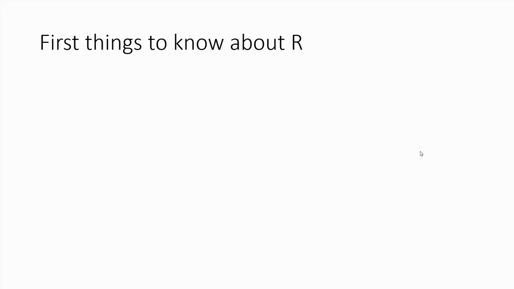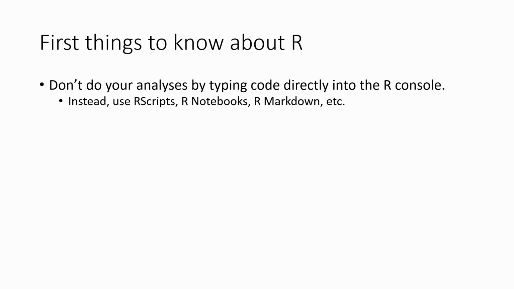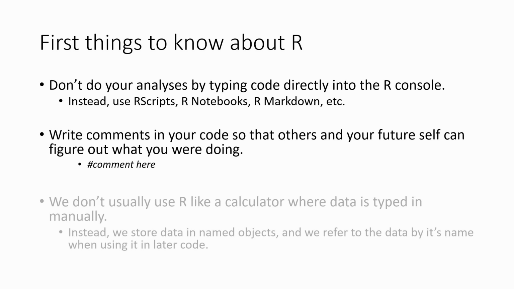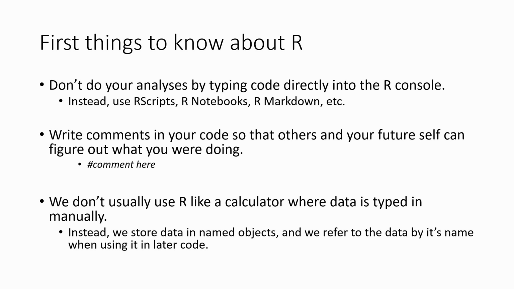So just to recap, the first things to know about R. First, don't do your analysis by typing code directly into the R console. Instead, use an RScript, R notebook, R Markdown, etc. Second, write comments in your code so that others and your future self can figure out what you were doing, and you do that with a hash followed by your comment. And third, we don't usually use R like a calculator where you type in your data manually. Instead, we store the data in named objects and refer to the data by that name later when we're using it in the code. And of course, we'll talk about different types of data objects next to allow you to do more complex analysis than adding a few numbers.